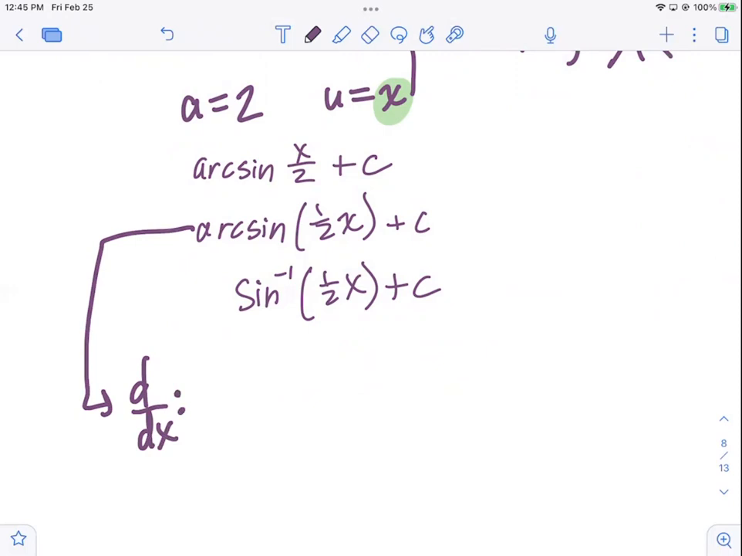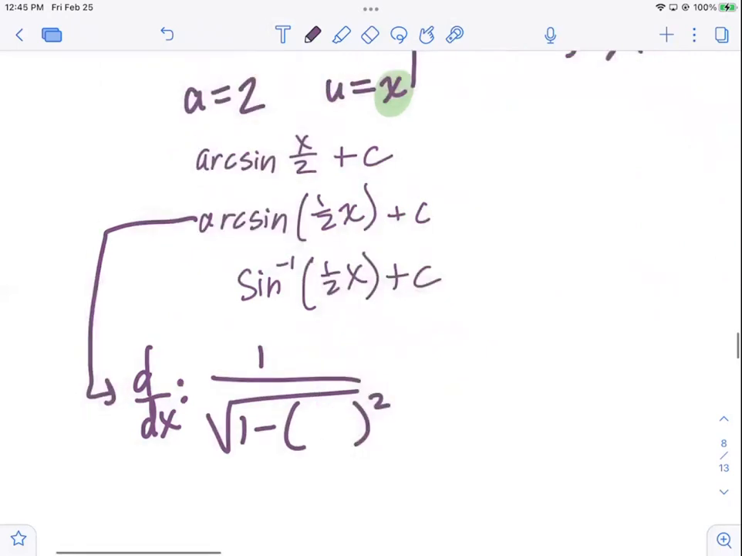What's the derivative of arc sine of blob? The derivative of arc sine of blob is 1 over the square root of 1 minus blob squared. Yes? But what's the blob? It's 1/2 X, times the chain rule, the derivative of the blob. What's the derivative of 1/2 X?